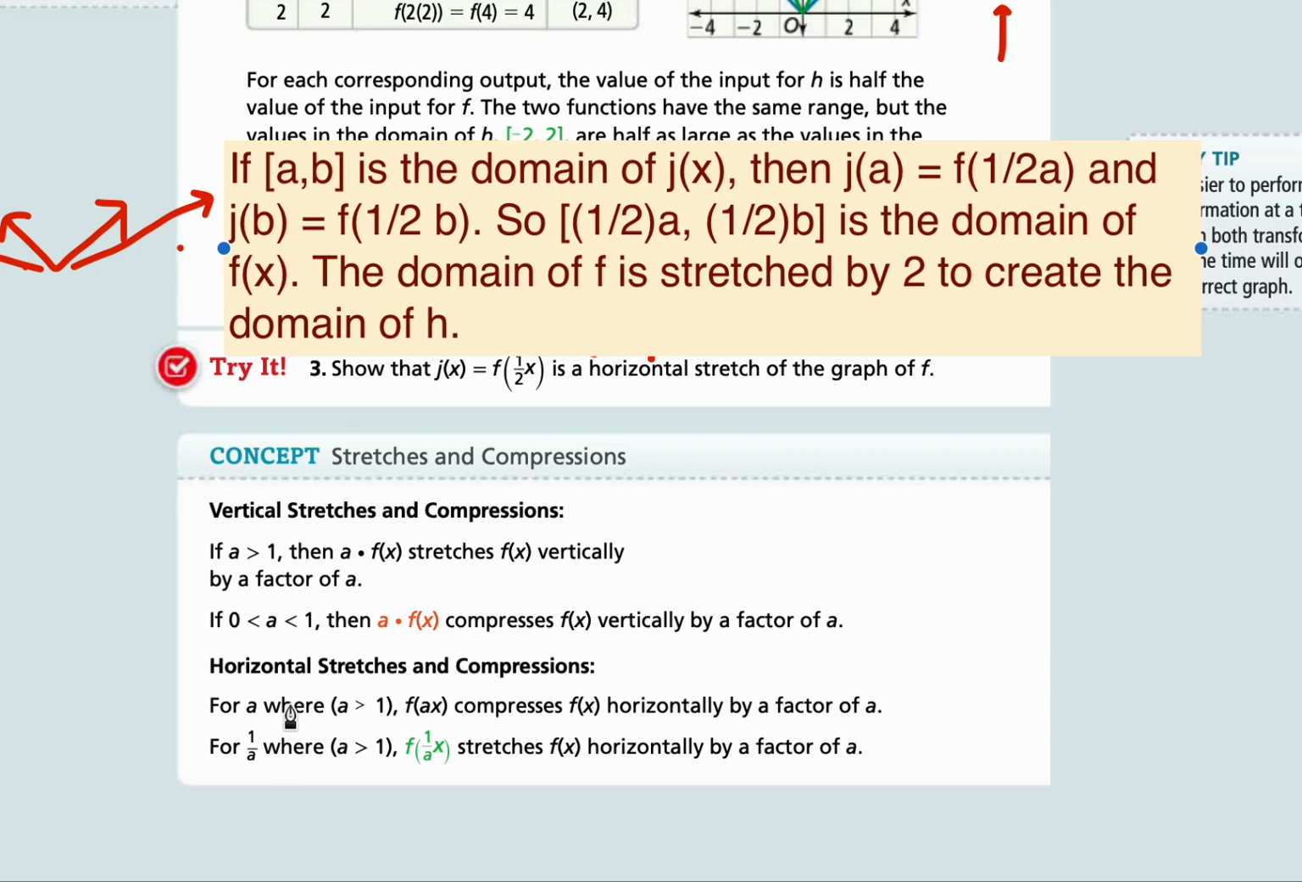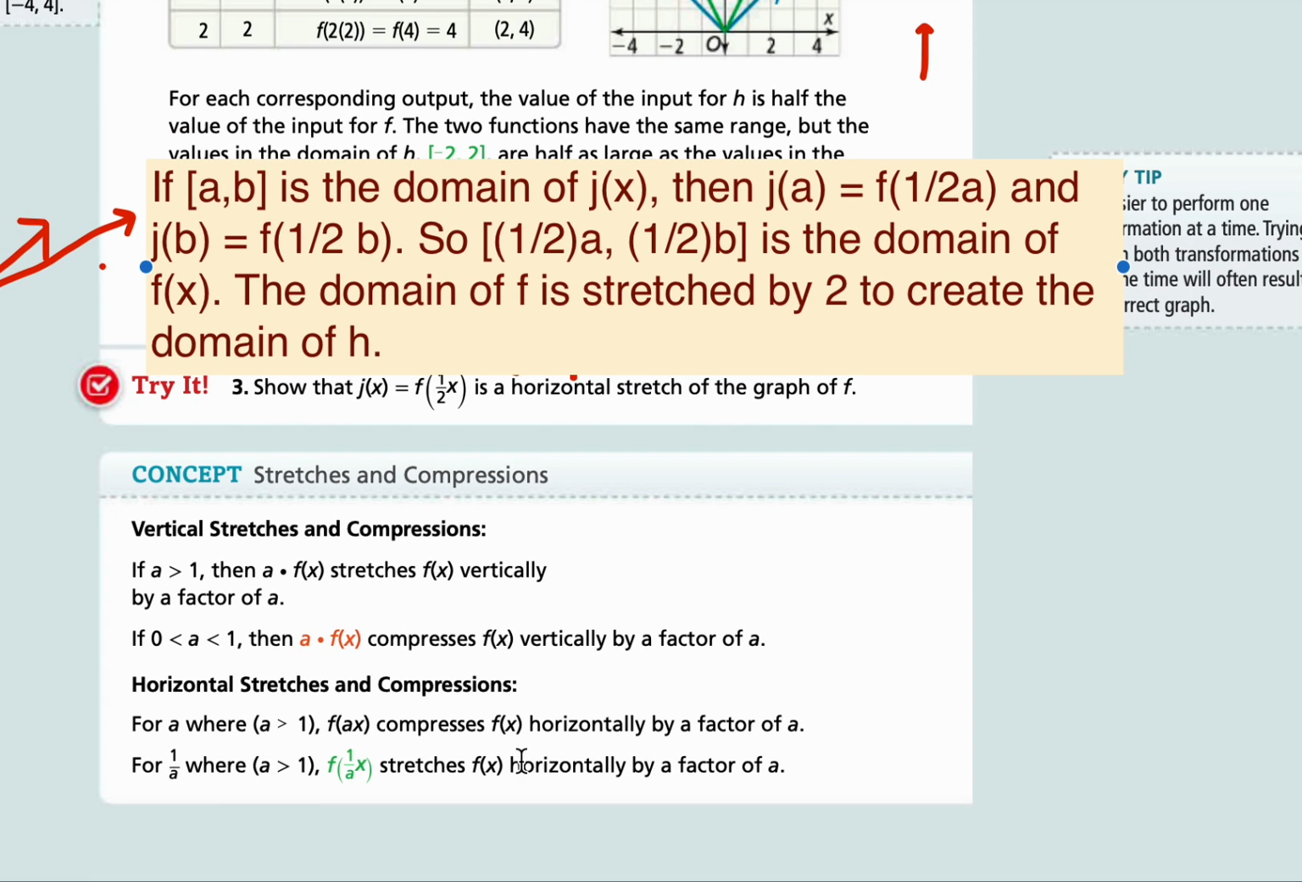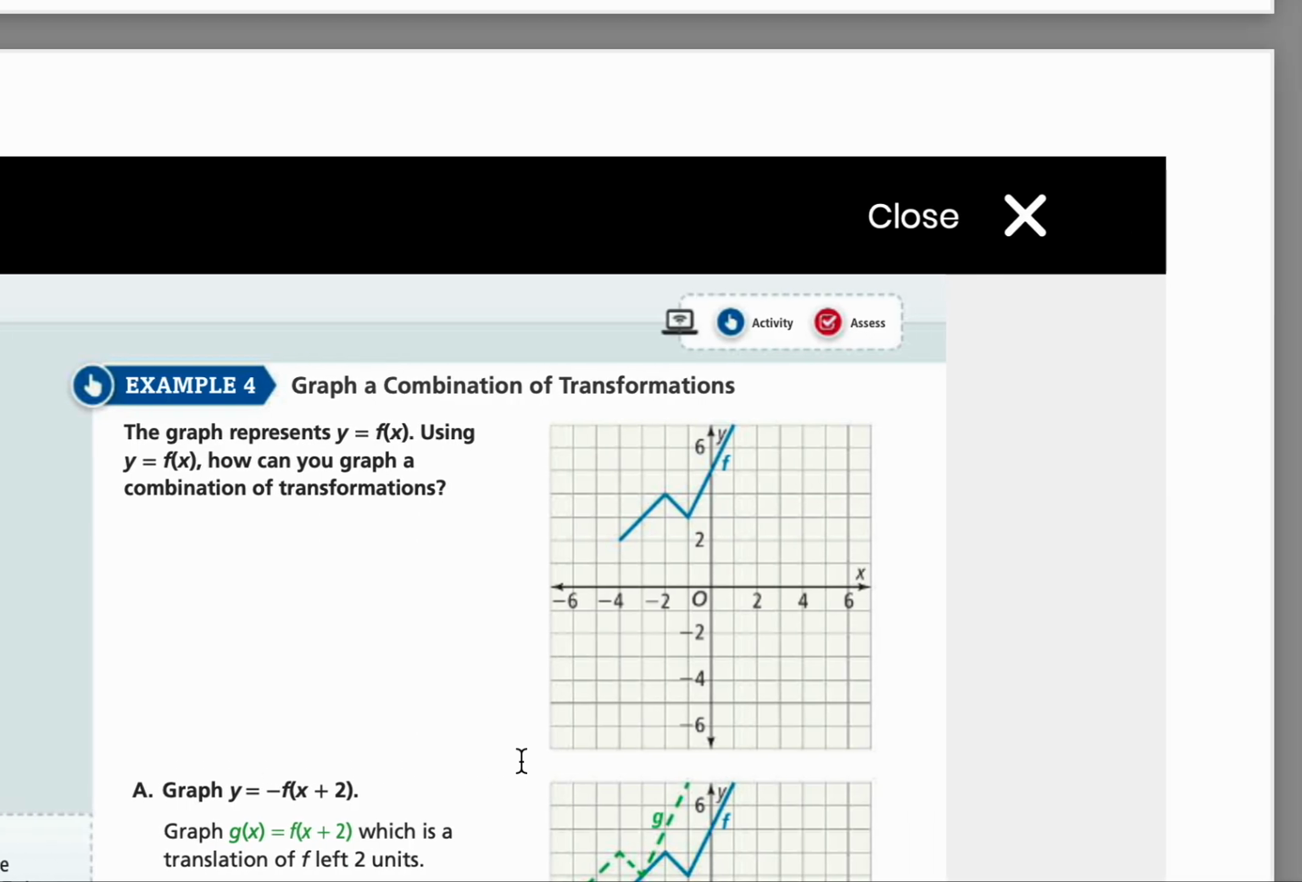Okay? So again, horizontal stretches and compressions go the other way. So when a is greater than 1, it's actually a compression, horizontal compression. When a is less than 1 and greater than 0, then it's a horizontal stretch. So when a is greater than 1 in a fraction 1/a, that's another way to say a is greater than 0 and less than 1, okay? Yeah. All right, let's look at example 4 now.